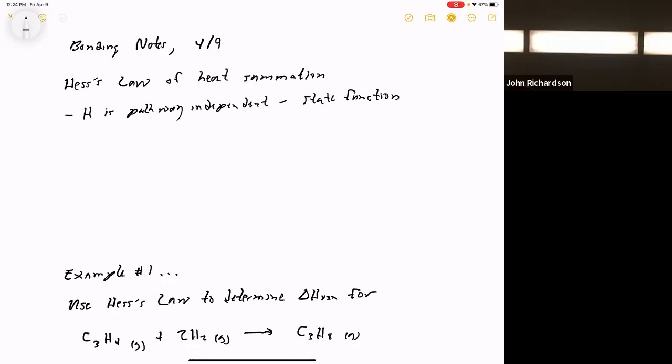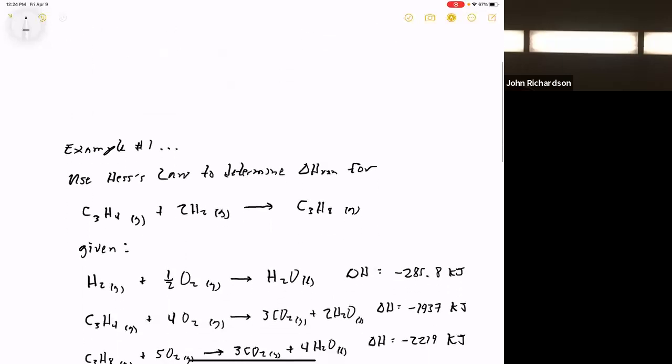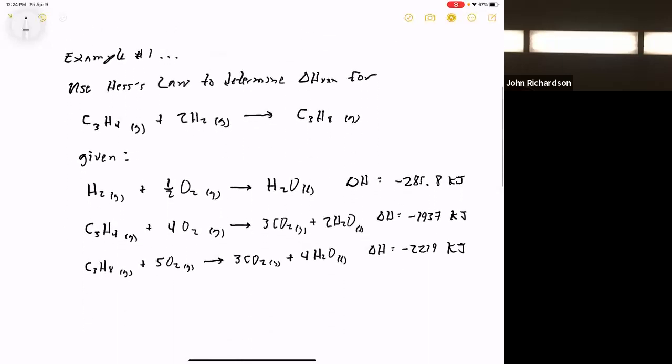Now, the easiest way to actually demonstrate Hess's law is to look at an example of it. So let me just show you the givens here in example 1. And this is the typical setup for a Hess's law kind of problem. Okay, so let's just look at it real quick. So I want to use Hess's law to determine a delta H of reaction for some reaction. I'm going to refer to this as the target reaction. Okay, this is the reaction I want to get the delta H for.